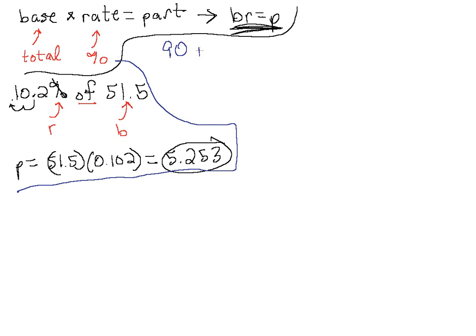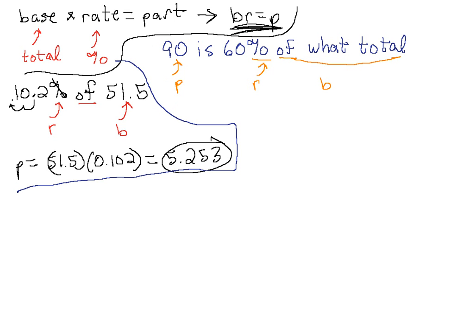Let's say 90 is 60% of what total? 90 is 60% of what total? Okay, we have a few keywords here, so let's go ahead and identify them. We have our percent sign, which means we have our rate, and we have of, which means our base, but we also have total. We should not miss that this is our base. This is what we want to find, so the other number, 90, is going to be our part. Anytime you see of or total, that means we're working with base. So we're being asked to find our base.